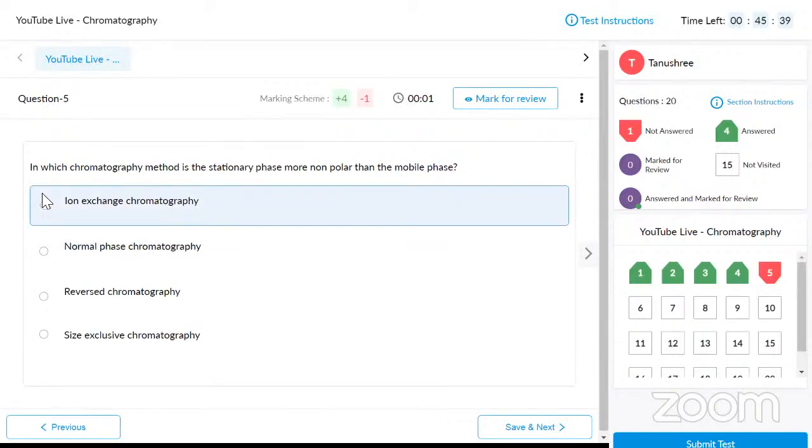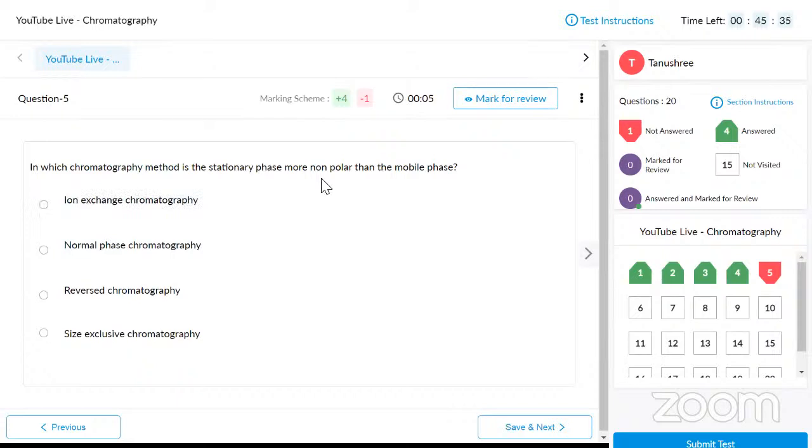Let's move on to the next question. In which chromatography method is the stationary phase more non-polar than the mobile phase?